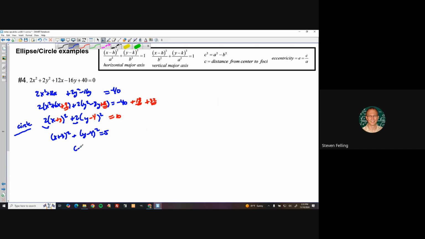5. That means the center of this circle is at -3, 4. And the radius of the circle is the square root of 5, because this number out here is the square of the radius. Okay, now we can graph it.